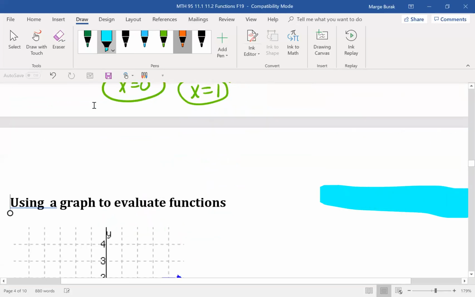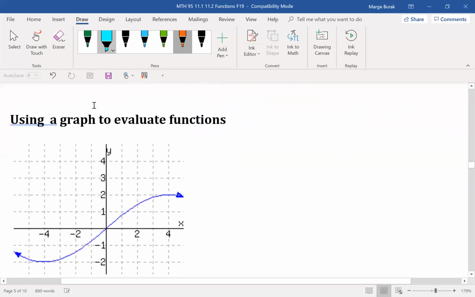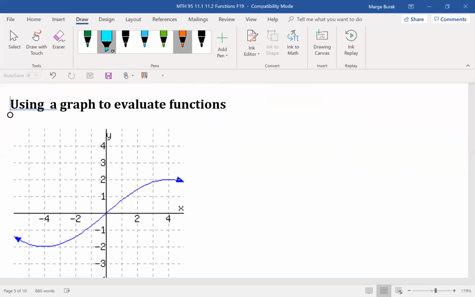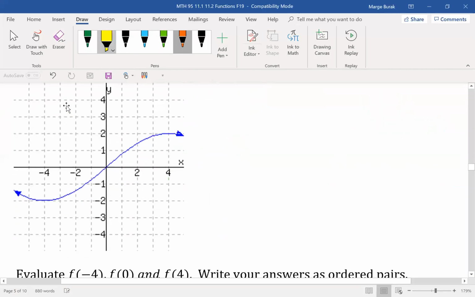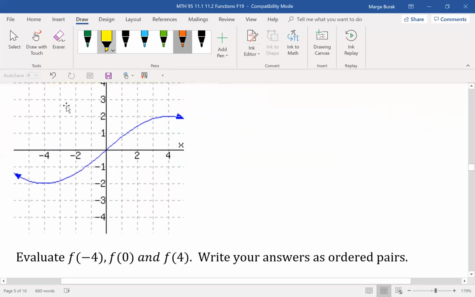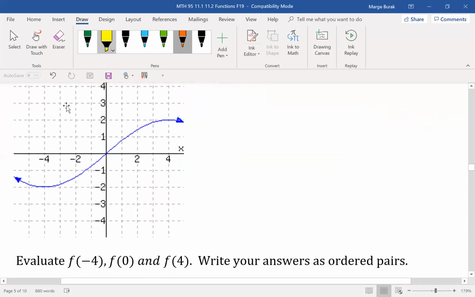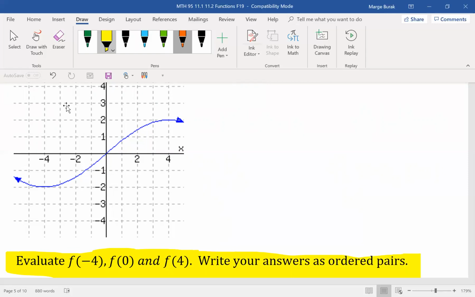All right, now let's talk about how we might use a graph to evaluate a function. Okay, so here's a graph. And we want to find f of negative 4, f of 0, and f of 4. And then we're going to write our answers as ordered pairs.